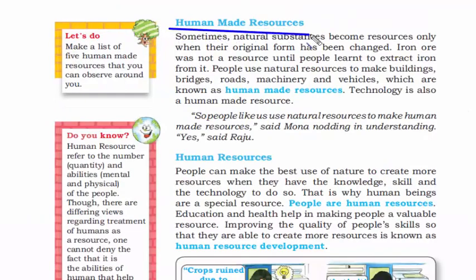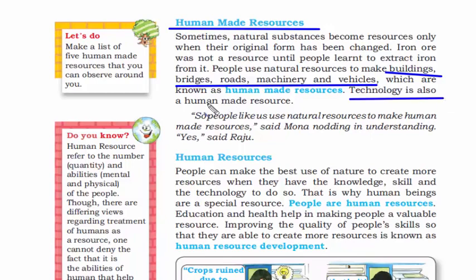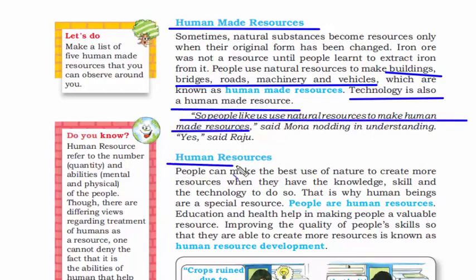Now let's read about human-made resources. By the name, it is pretty much evident that these are resources which are made by humans, though the resources are acquired from nature, but they're purely made by humans. Some of them are buildings, bridges, roads, machinery and vehicles. In fact, technology is also a human-made resource, which brings us to our next topic, human resources.